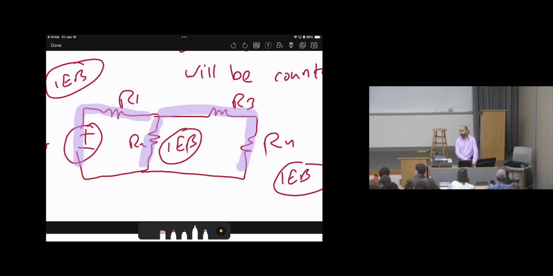Okay? So which one is the essential branch with R2? With R2, is there any other element sharing the same current? No. Then R2 is considered an essential branch. So, in other words, how many different currents can we have in this circuit? 3, right? Then 3 essential branches. This is another way.